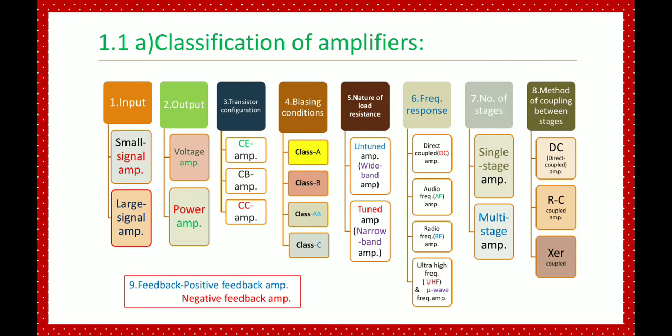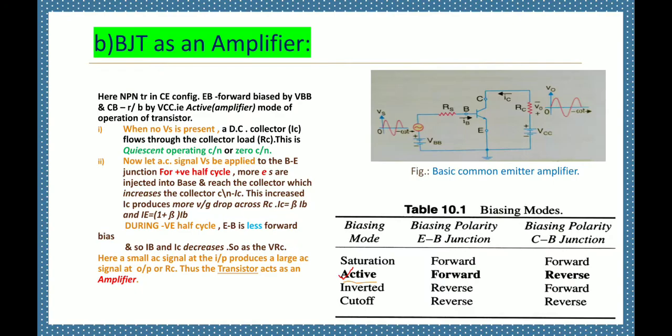So these are the major classifications of amplifiers. Out of that, power amplifiers mostly focus on large signal amplifiers, and based on the biasing conditions, class A, class B, class AB, and class C, that we have to study. So it is important to know how a BJT or transistor is doing the amplification.